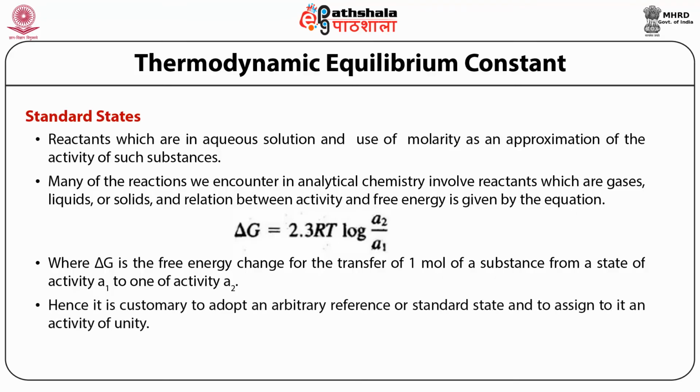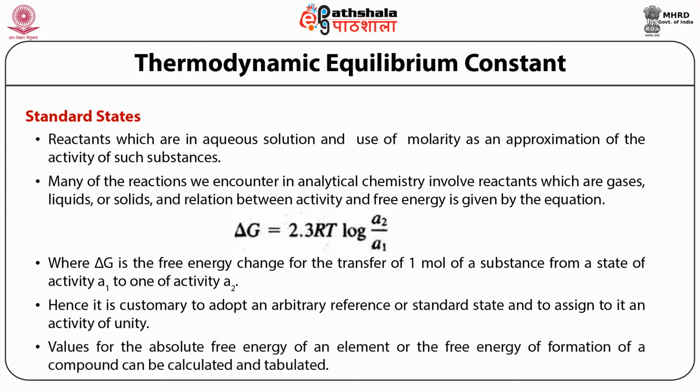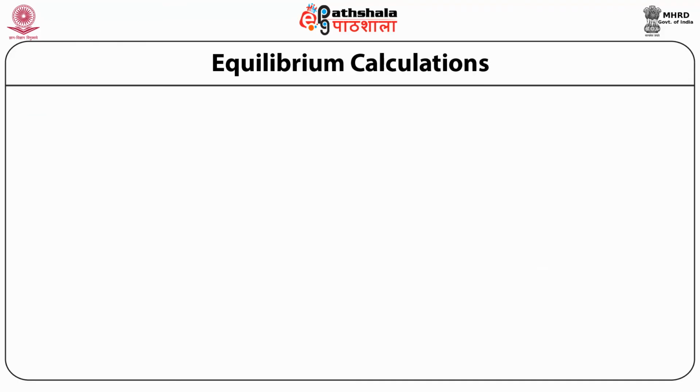Hence, it is customary to adopt an arbitrary reference or standard state and to assign to it an activity of unity. Then values for the absolute free energy of an element or the free energy of formation of a compound can be calculated and tabulated.